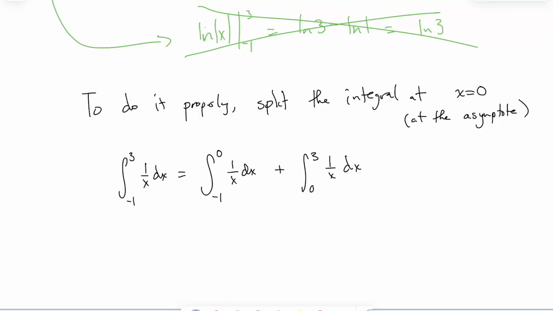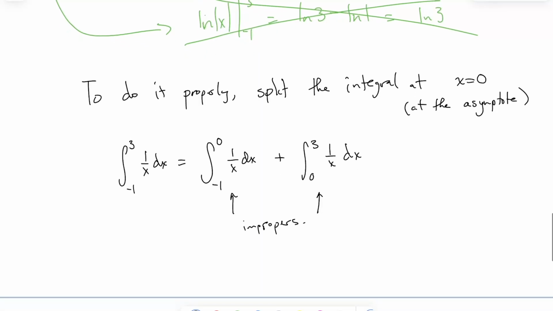And then each of those is an improper integral. We do them separately, and then we add the answers together. This is a real pain to do, and these can take you a while to work out, but this is what we have to do. So each of these is now two different improper integrals.